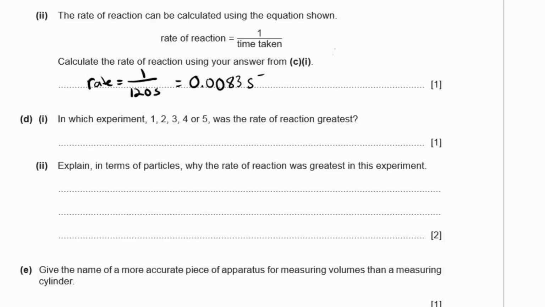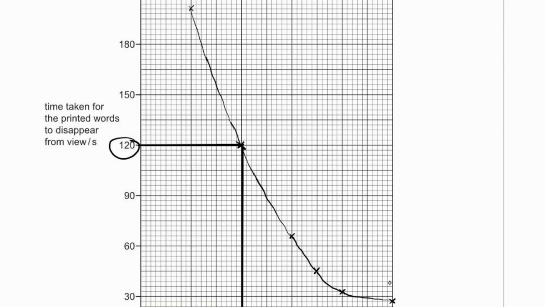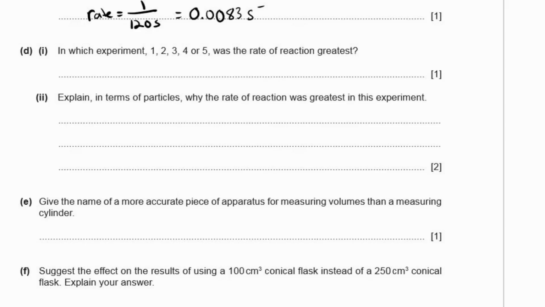D1. In which experiment, 1, 2, 3, 4, or 5, was the rate of reaction greatest? Okay, let's look at our graph. Experiment 1 was with 50 centimeters cubed of sodium thiosulfate. So this is 2, 3, 4, and 5. Which one was the rate the fastest? Well, that was experiment 1, because the time taken for the printed words to disappear was the smallest. So that is experiment 1.